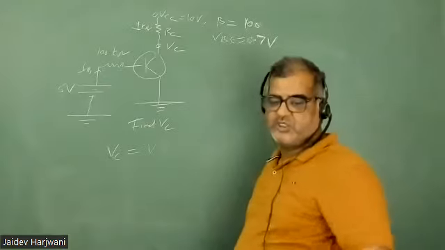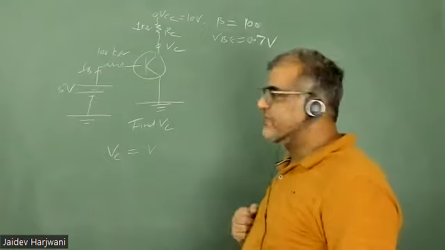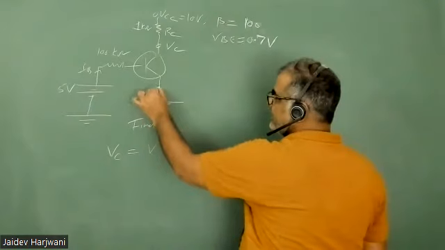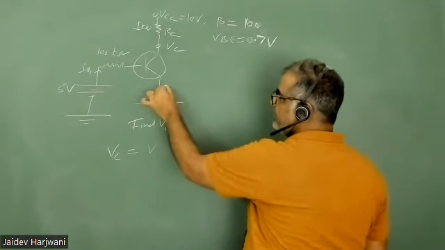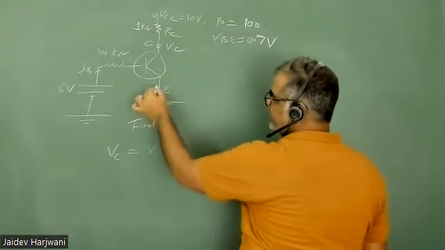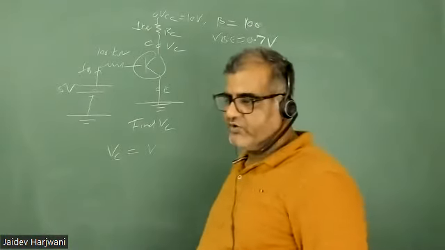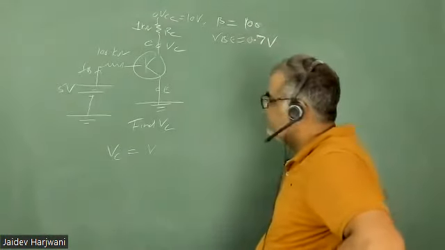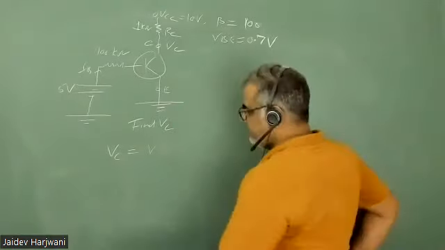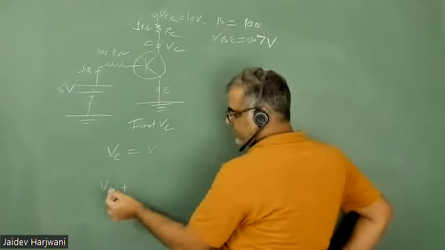Today in class you asked me how to find VC. What is the difference between VC and VCE? This is your E point and this is your C point. Here the voltage VE is 0. What is VC? How to calculate VC? VC equals VCE plus VE.